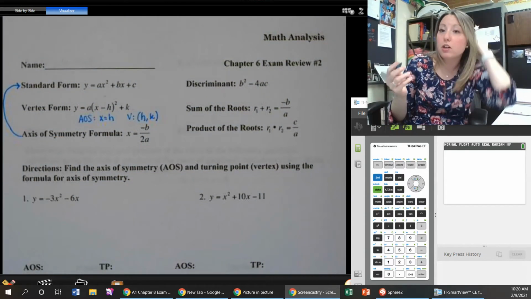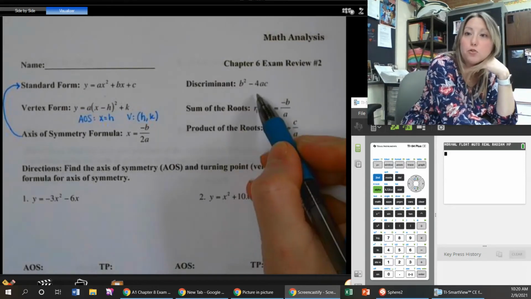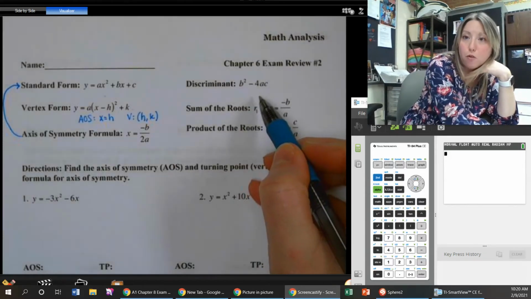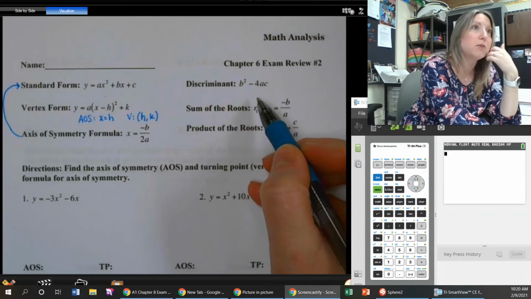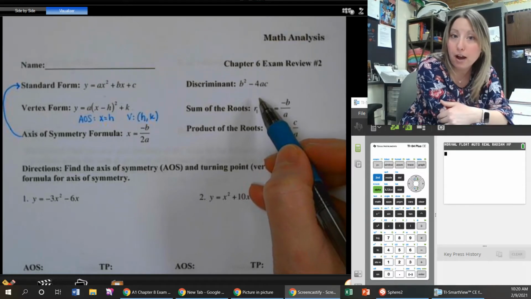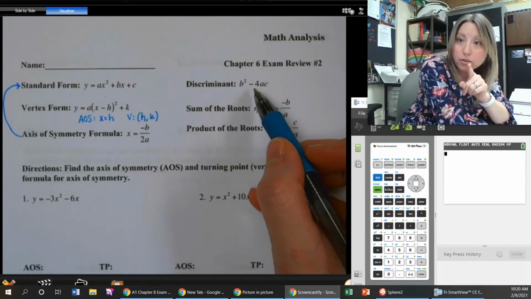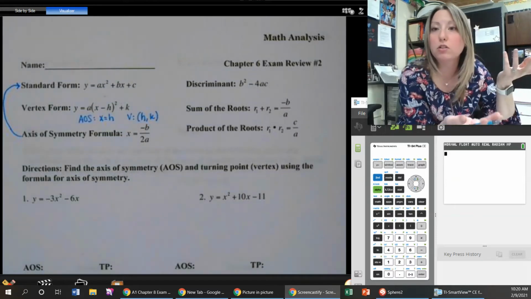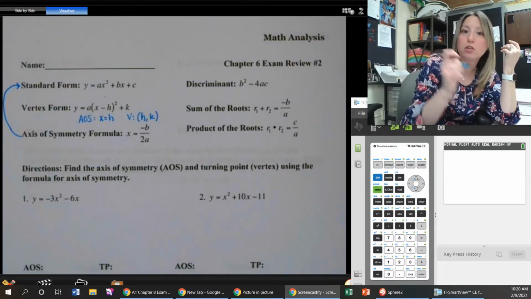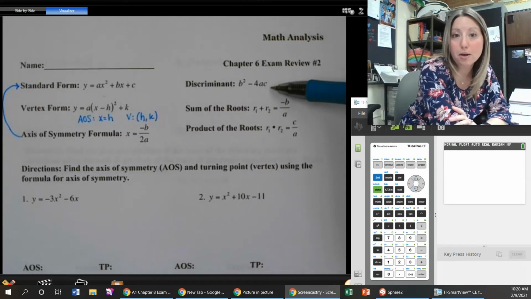Notice the discriminant does come from standard form as well. So this is just the stuff under the radical in your quadratic formula. And that tells me the number and type of roots that my quadratic will provide me. It's two rational, two imaginary, two irrational, or one real, which really is just the vertex being touched. So that's where we use the discriminant.